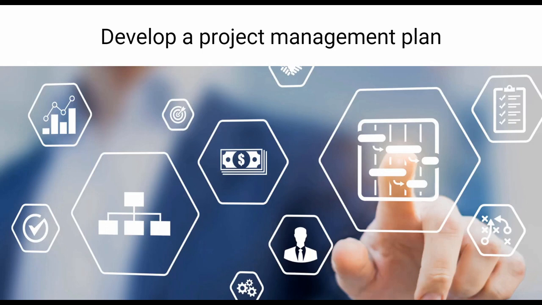The second process is to develop a project management plan. This involves creating a detailed plan that outlines how the project will be executed, monitored, and controlled. The plan includes information on project scope, time, cost, quality, human resource, communication, risk management, and procurement.